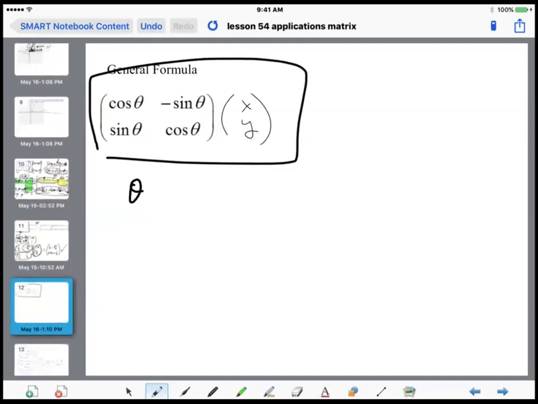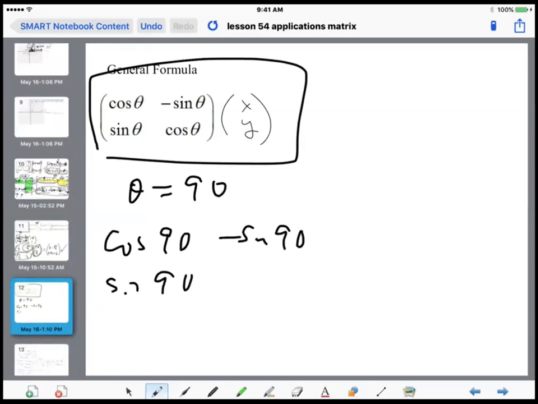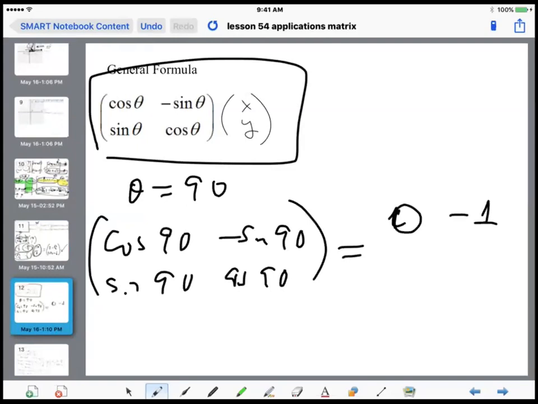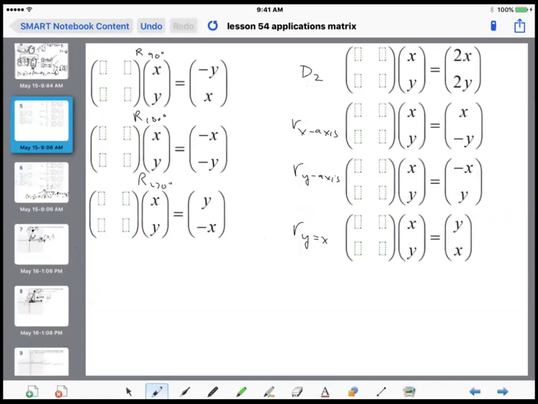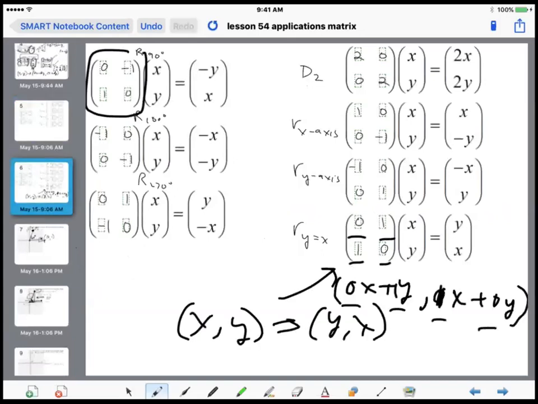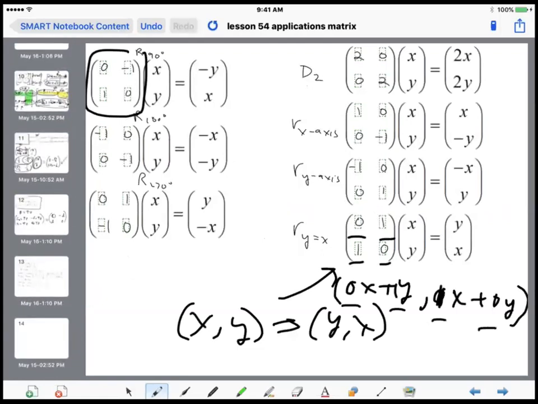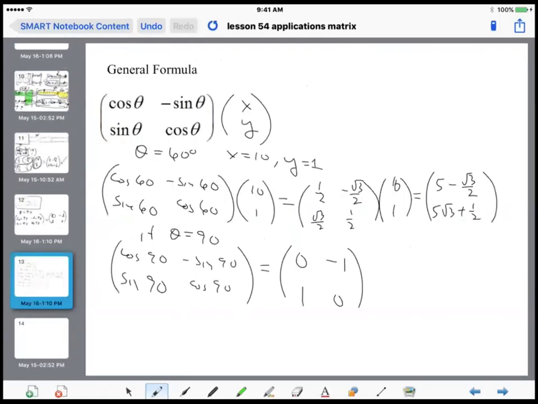And just so you know, when theta equals 90, just to kind of go full circle, cosine of 90 is 0, minus sine 90 is -1, sine of 90 is 1, cosine 90 is 0, and we end up with the same answer we got earlier when we figured out the very first question on this sheet, the 0, -1, 1, 0. So it comes out to be exactly the same thing.